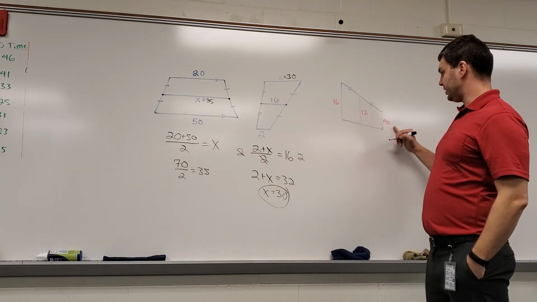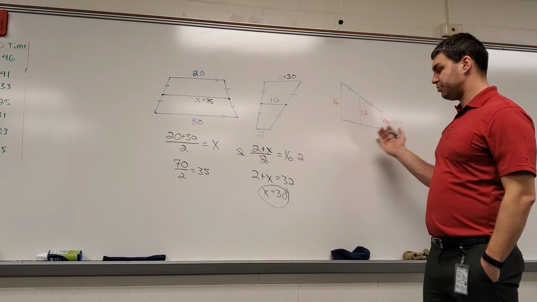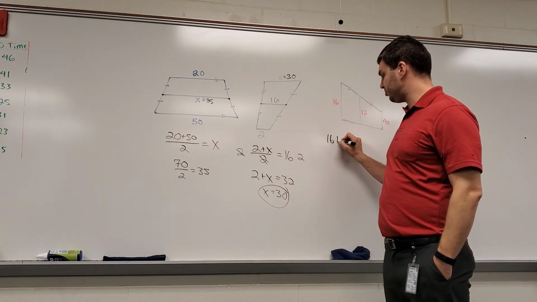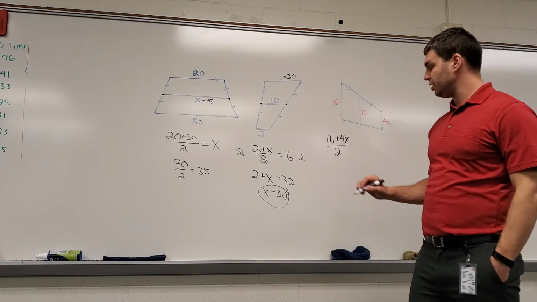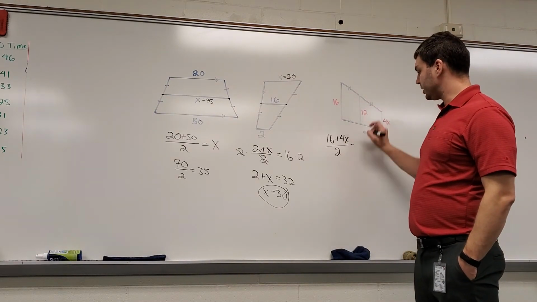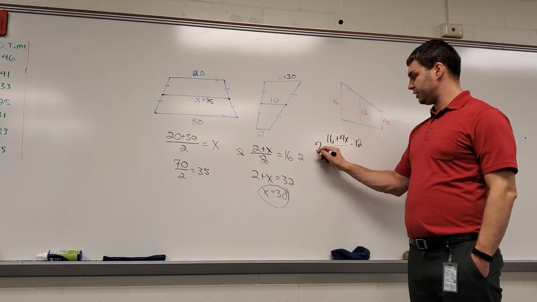This is because it has not just x on the base, but 4x. So I'm still going to do the same process. I'm going to add them together, 16 plus 4x, find their average, so divide it by 2, and that's going to equal my midsegment 12. All right, same idea as the last one. I'm going to multiply it times 2 to get rid of this 2 on the bottom.